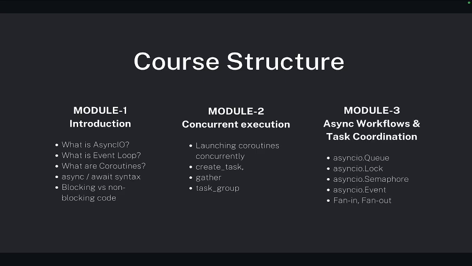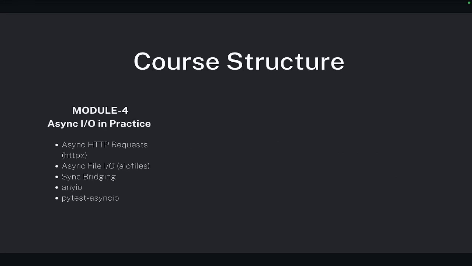In module 3, we will cover async task coordination and the async workflows. We will code a simple producer and consumer workflow, and we will practice AsyncIO queues, locks, semaphores, and AsyncIO events. Module 4 will take us to more practical use cases. We will use HTTPX to do API requests. We will also get in touch with async file IO using the aiofiles module.